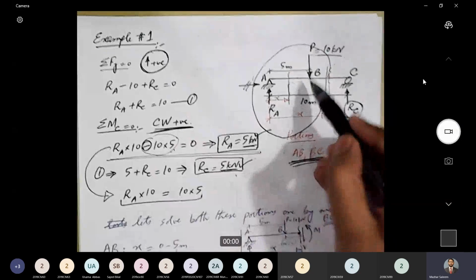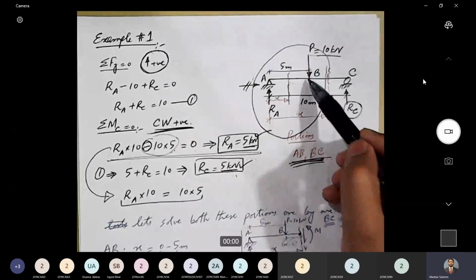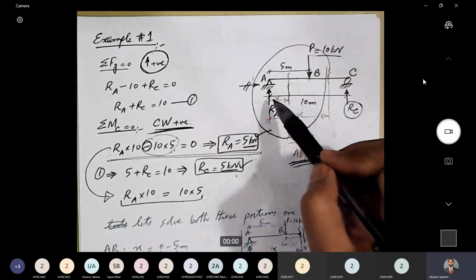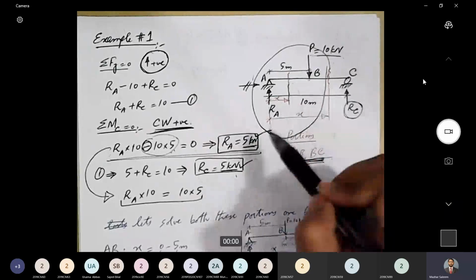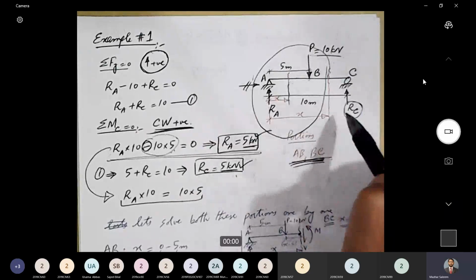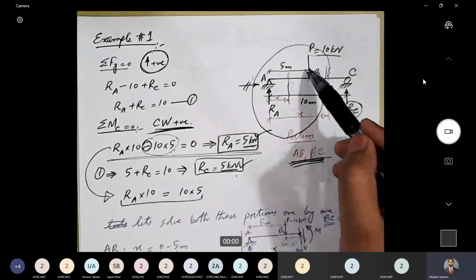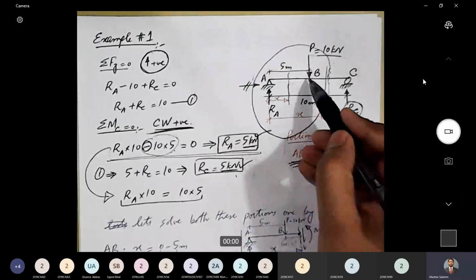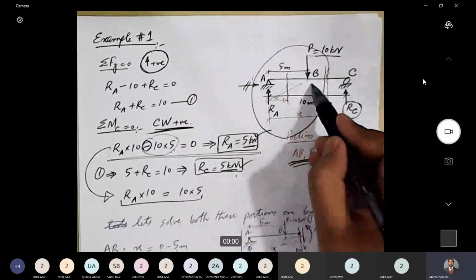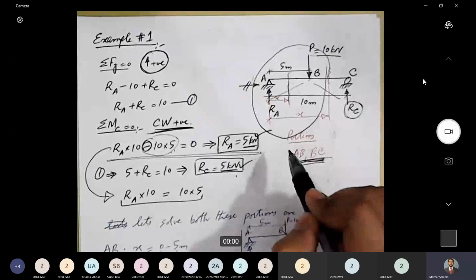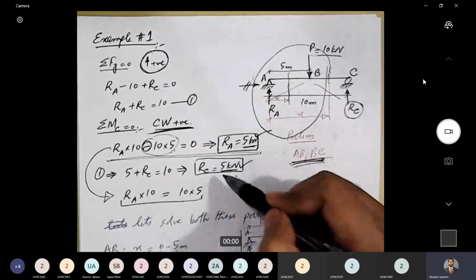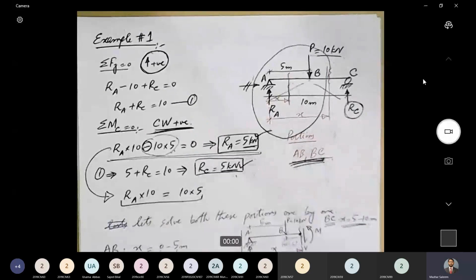Now, if we look at the situation, there is a point load acting at the center, and we have two vertical reactions at the extreme end. So the beam that we are analyzing is a symmetrical beam. The system is symmetrical, so it is very logical that this load will be divided into two parts. Half of the load will go here and half of the load will go on the other side. So RA and RC both are equal in magnitude and in opposite direction. So this seems fairly logical.